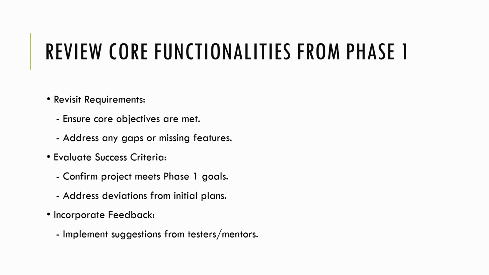To begin, we need to review the core functionalities that we implemented in phase 1. This involves revisiting the initial requirements, evaluating success criteria, and incorporating feedback to ensure everything is working as expected. We also identify any gaps and address them before moving forward.